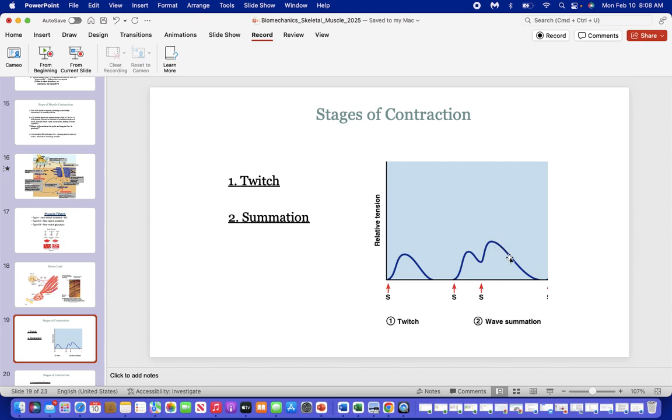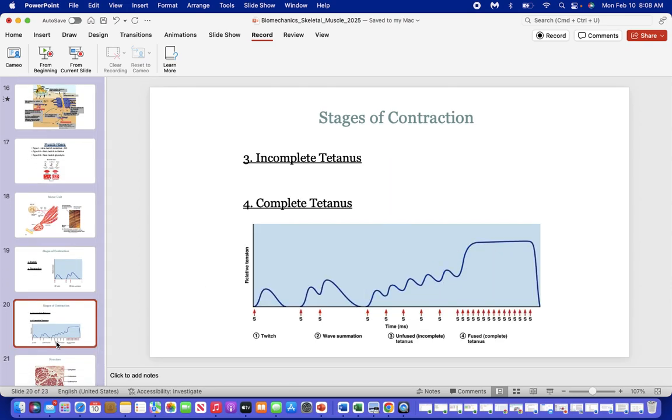Summation can be achieved by increasing the frequency of stimulation or by recruiting more fibers. The individual contractions become stronger with each stimulation. Again, you can see that here. That's a picture of your twitch, your wave summation, and then your tetanus. This is incomplete tetanus, this is complete tetanus.